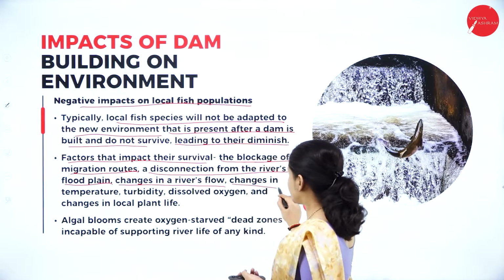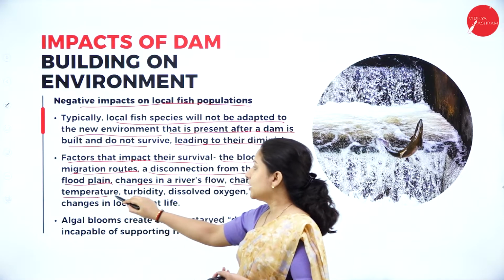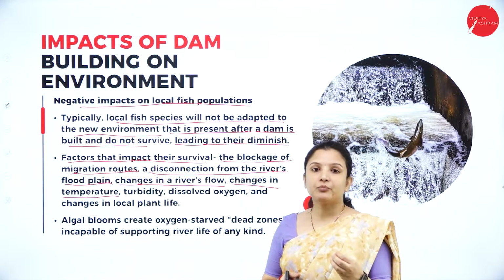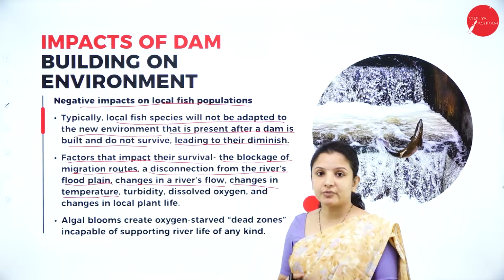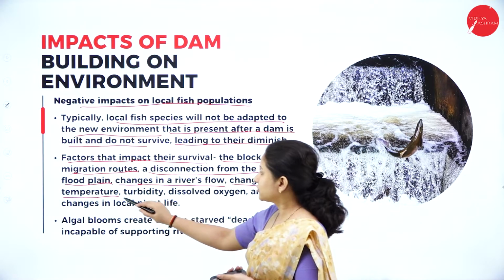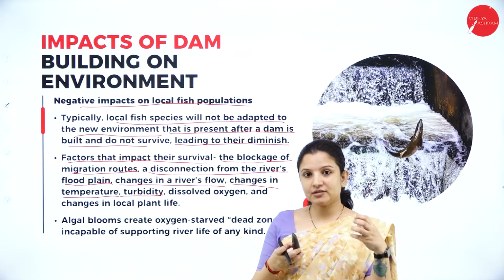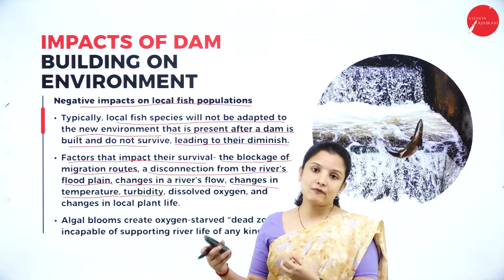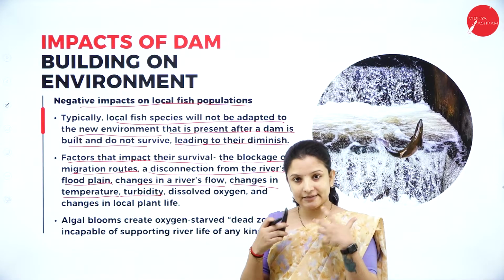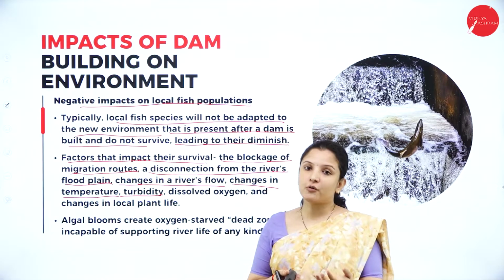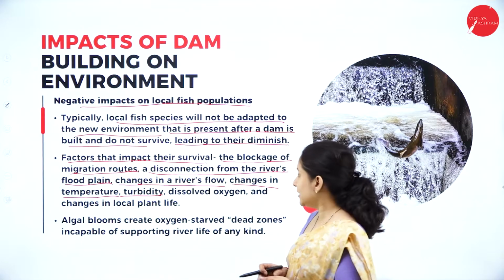And because of changes in temperature, the construction of dams will also alter the temperature of the water, which is not suitable for the local fish, and also it will alter the turbidity of the water. The fishes need a particular free flow of water for them to easily survive there. But once the turbidity of the water is lost, the fish population also will drastically reduce.